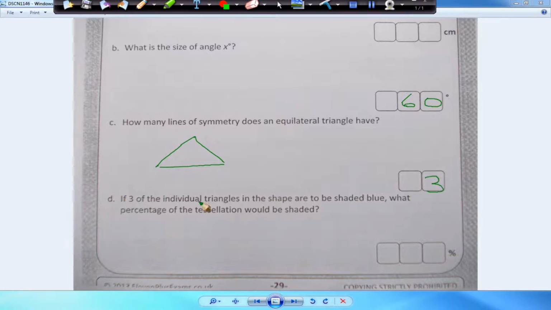Next, if 3 of the individual triangles in the shape are to be shaded blue, what percentage of the tessellation would be shaded? If 3 of the individual triangles, let's have a quick look at my original diagram here. Okay. Right, how many triangles do we have? 12. So 3 out of? So you say that they're going to shade in 3 out of the whole shape. So 3 out of 12 right over here.